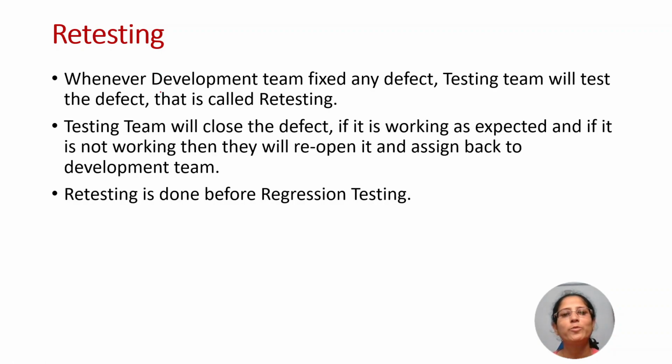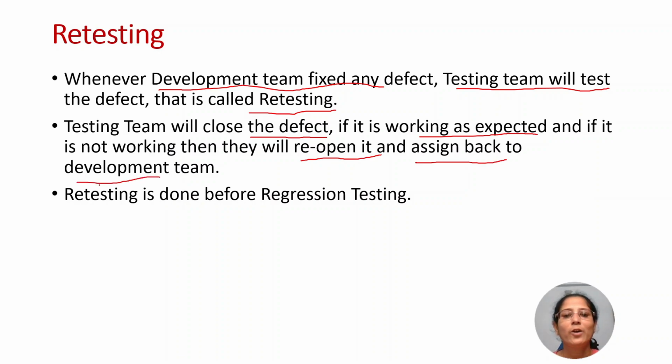Let's discuss what is retesting. Whenever the development team fixes a defect, the testing team will test the defect to ensure the defect is fixed or not. That is called retesting. The testing team will close the defect if it is working as expected, and if it is not working as expected, then they will reopen it and assign it back to the development team again.